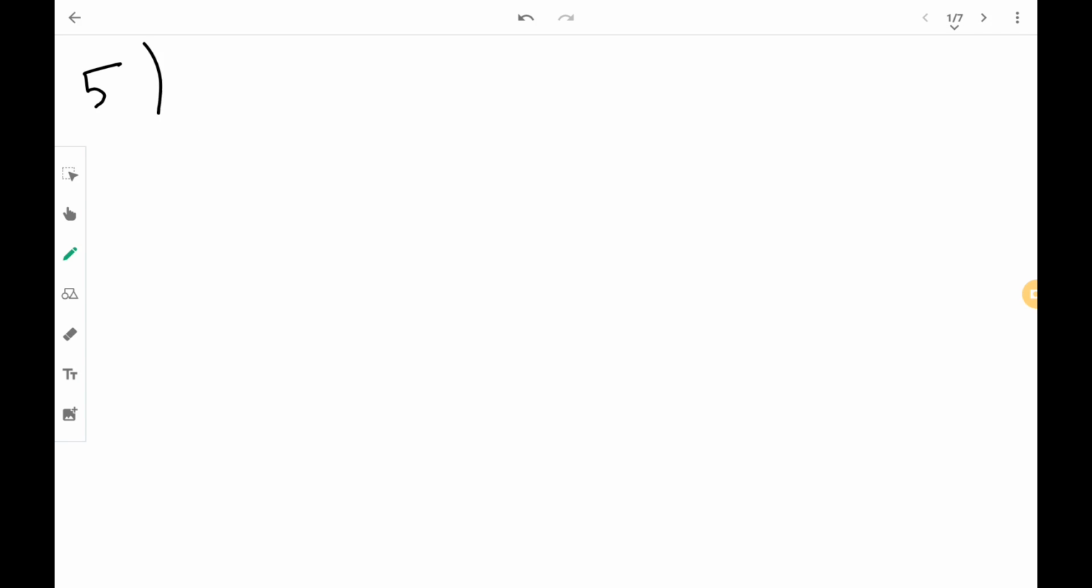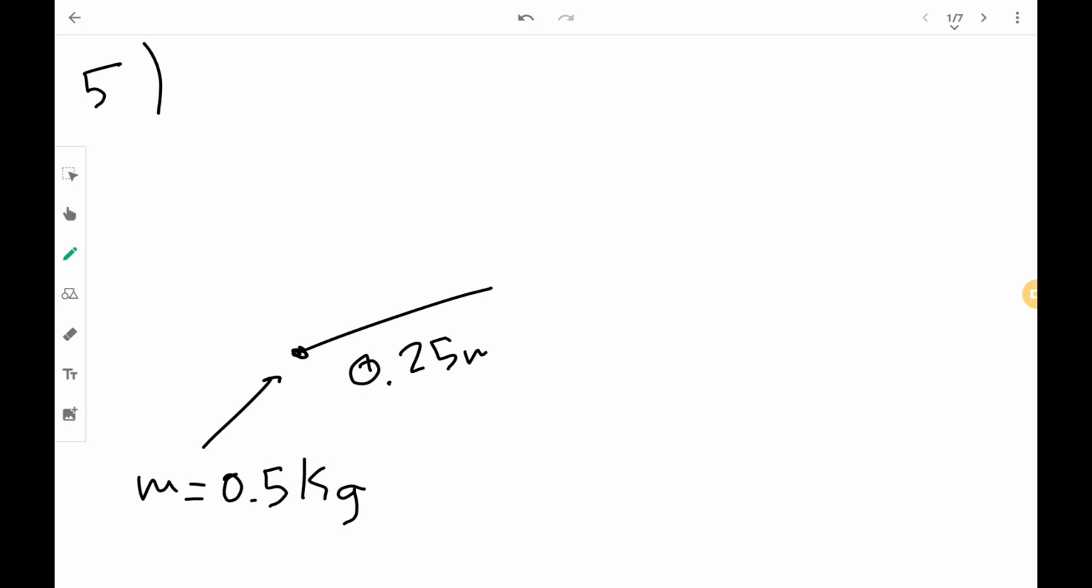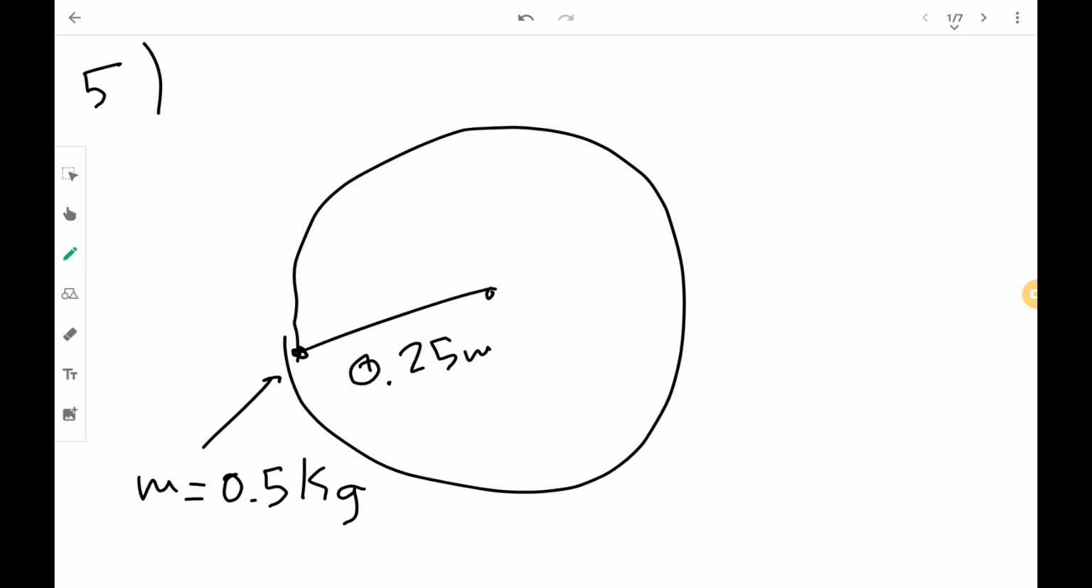For number 5, you have a particle of mass 0.5 kilogram. It is attached to a light inextensible string of length 25 centimeter, which is 0.25 meter. That is attached to a point O, and it moves in a horizontal circle. They also gave you the speed v, 2 meters per second, and they want you to find the tension.